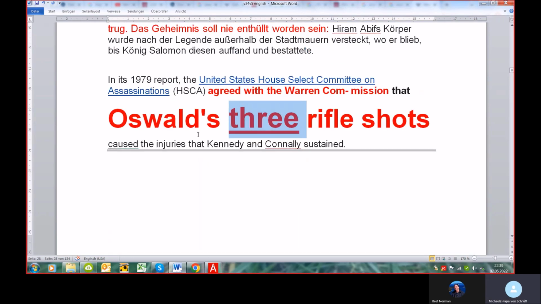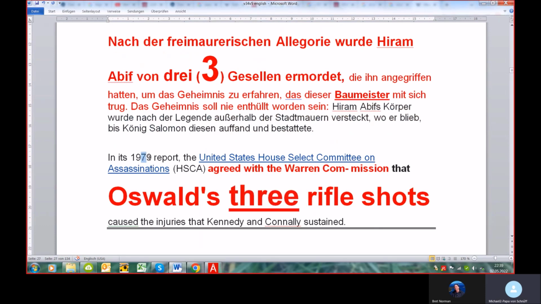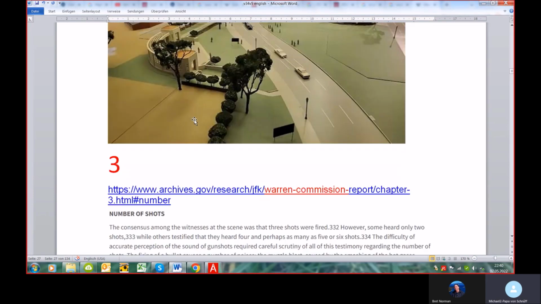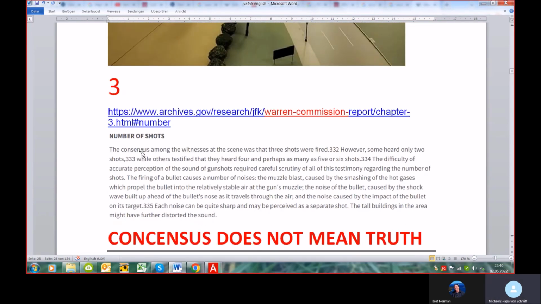And then a few years later, in 1979, 16 years after the assassination took place, the pro forma United States House Select Committee on Assassinations agreed with the Warren Commission, which was the obvious outcome. There was no other outcome possible than three shots, because otherwise it would not be according to the ritual. So every commission, every committee, every investigation, it's all crap, because they won't tell you the truth. They will tell you exoteric stuff. And it's just a consensus. It has nothing to do with truth.